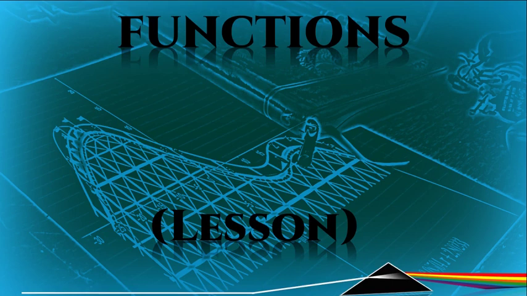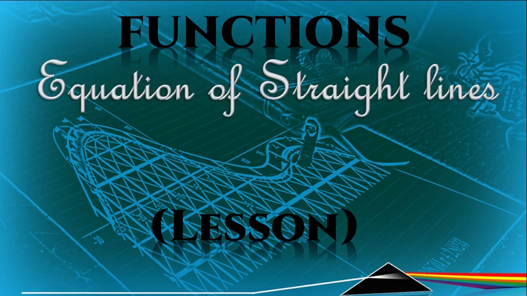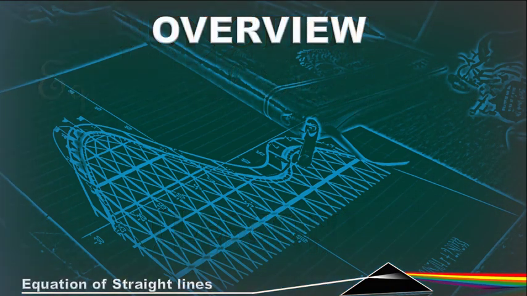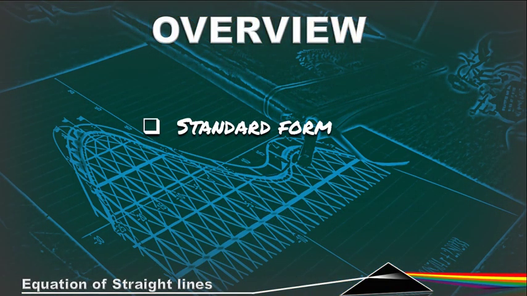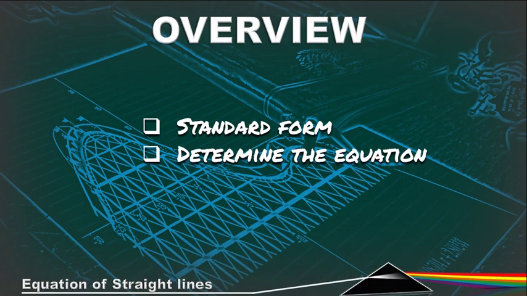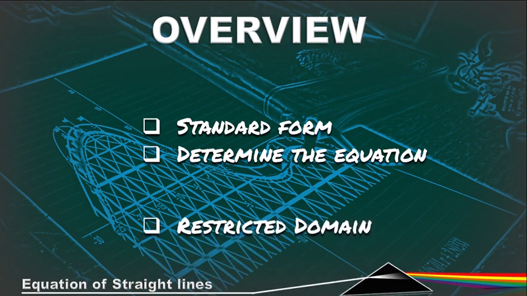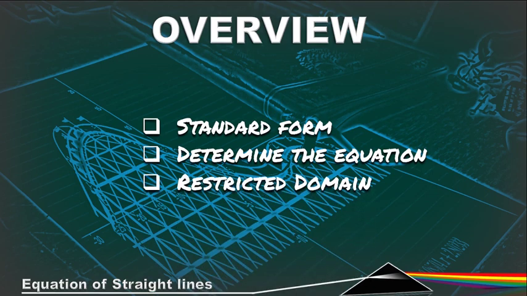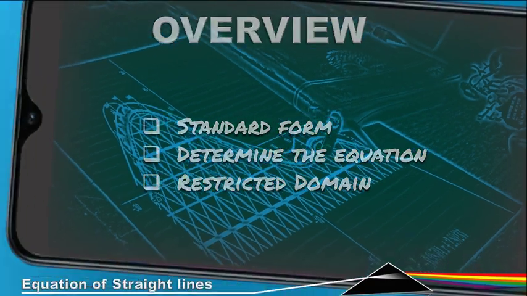We are still on straight lines, and in this lesson we are going to look at finding the equation of a straight line. So an overview of this lesson is, first we're just going to revise the standard form and also go through the general method of finding the straight line equation, and then also look at some practical examples of determining the equation, and then finally look at examples with a restricted domain.